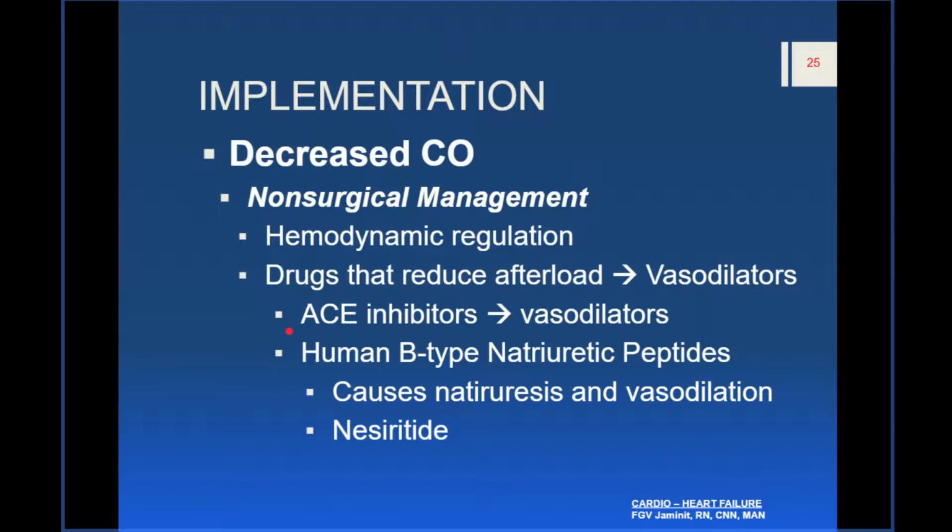Next one would be human B-type natriuretic peptide. It causes natriuresis and promotes vasodilation. An example of this is nesiritide. That is a drug that is actually a natriuretic peptide.